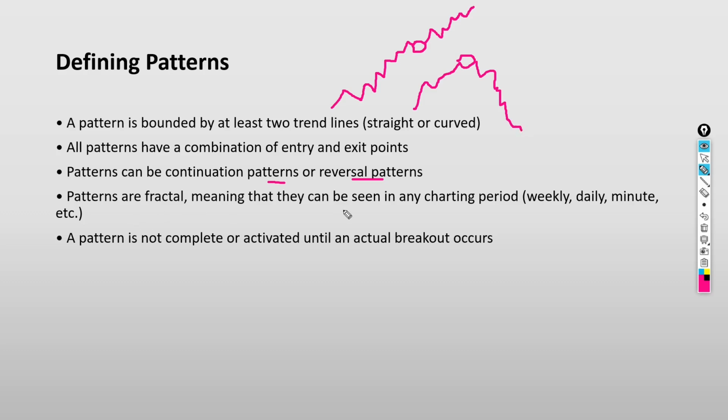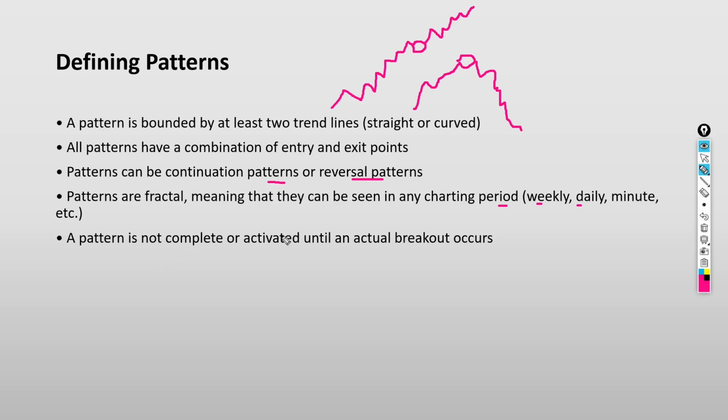So patterns are fractal, meaning that they can be seen in any charting period, for example, in a weekly, daily, minute, or hourly time frame. So it doesn't matter for the time. You can find a double top in the weekly chart, and you can also find a double top in a minute chart. That's what it means.